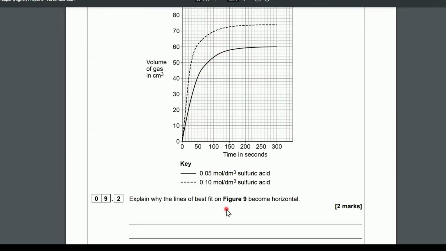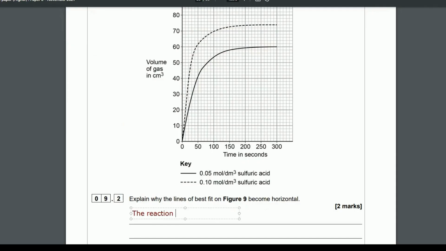Explain why the lines of best fit on figure 9 become horizontal. So why is it that the lines level out? Of course, notice the higher concentration levels out first and the lower concentration levels out later, but both level out. And why is that?